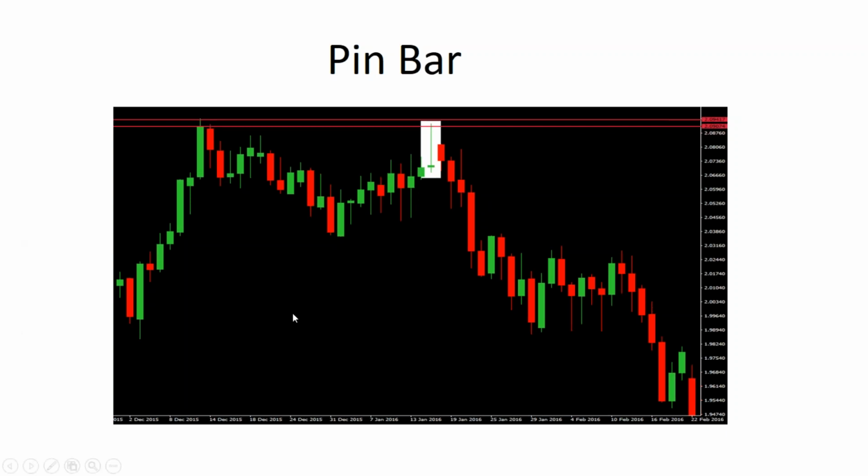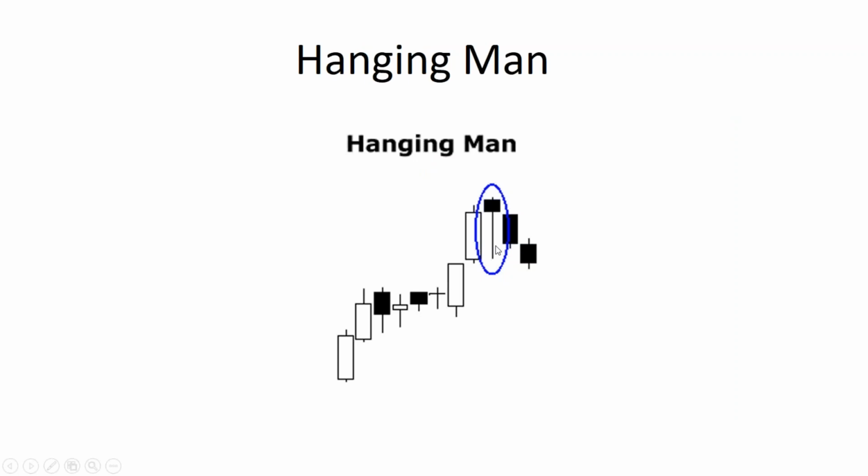Okay, so on to the next candlestick then, which is the hanging man. So you can see the hanging man here circled in blue. Now, it's important to note that unlike the pin bar, which has a bearish and bullish version, the hanging man is a bearish reversal pattern only, and it's found during uptrends.